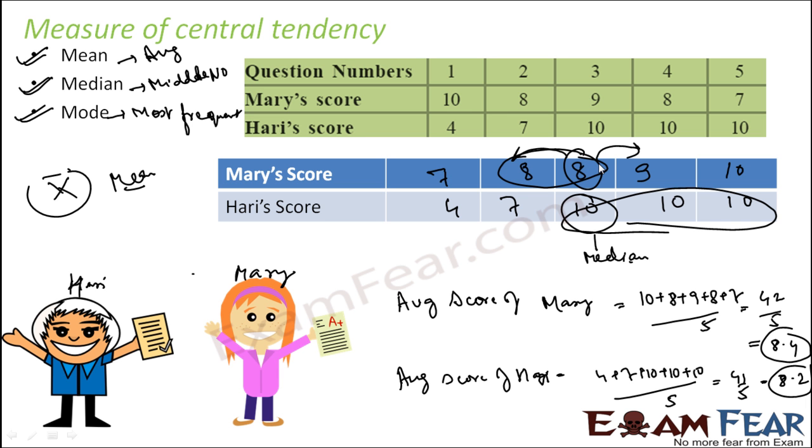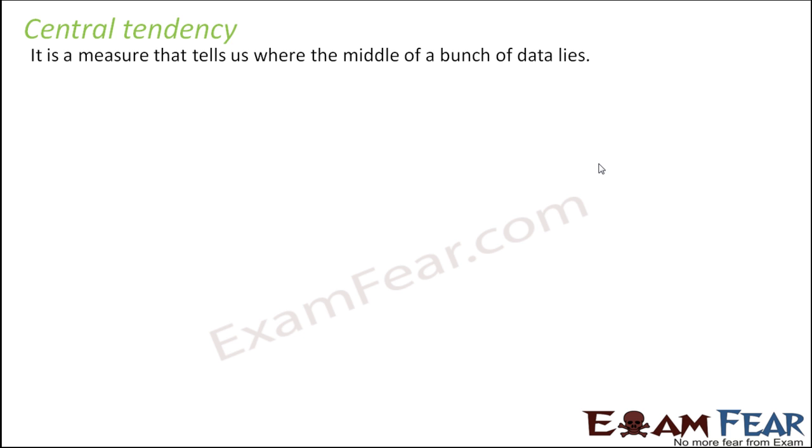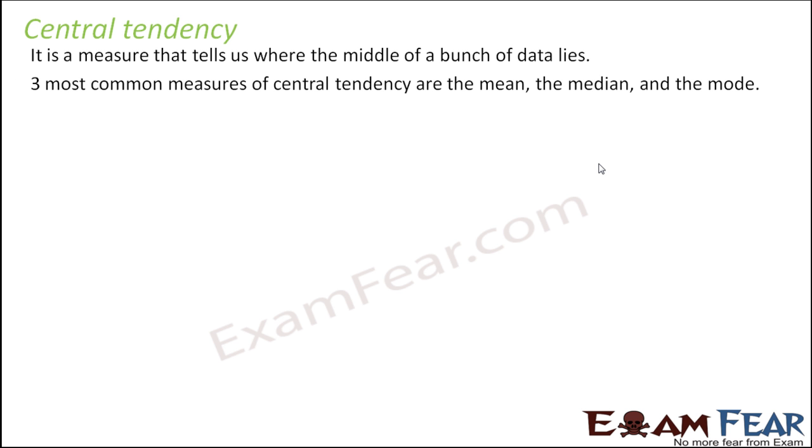So we'll see application of these three terms: mean, mode and median. All these three actually depict the central tendency of a given set of numbers, right? So let's take a few more examples to understand what is mean, what is mode, what is median, and where we should use these three terms. Central tendency, as I told, is nothing but a measure that tells us where the middle of the bunch of data lies. And the three most common central tendencies are mean, median and mode.